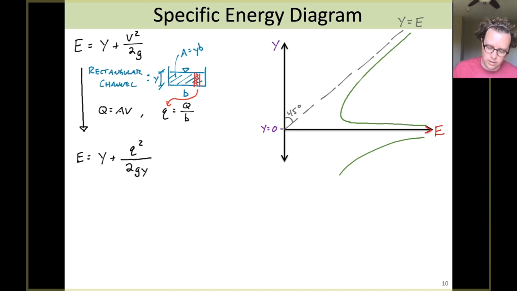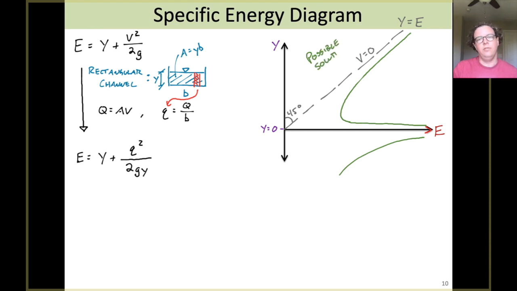You'll see that I've drawn in gray a 45-degree angle. That's the point where all of the specific energy would be depth, or in other words, along that diagonal, that would be the case if velocity were equal to 0. And that's not the case in an open channel system where it's actually flowing. So we get these 3 solutions.